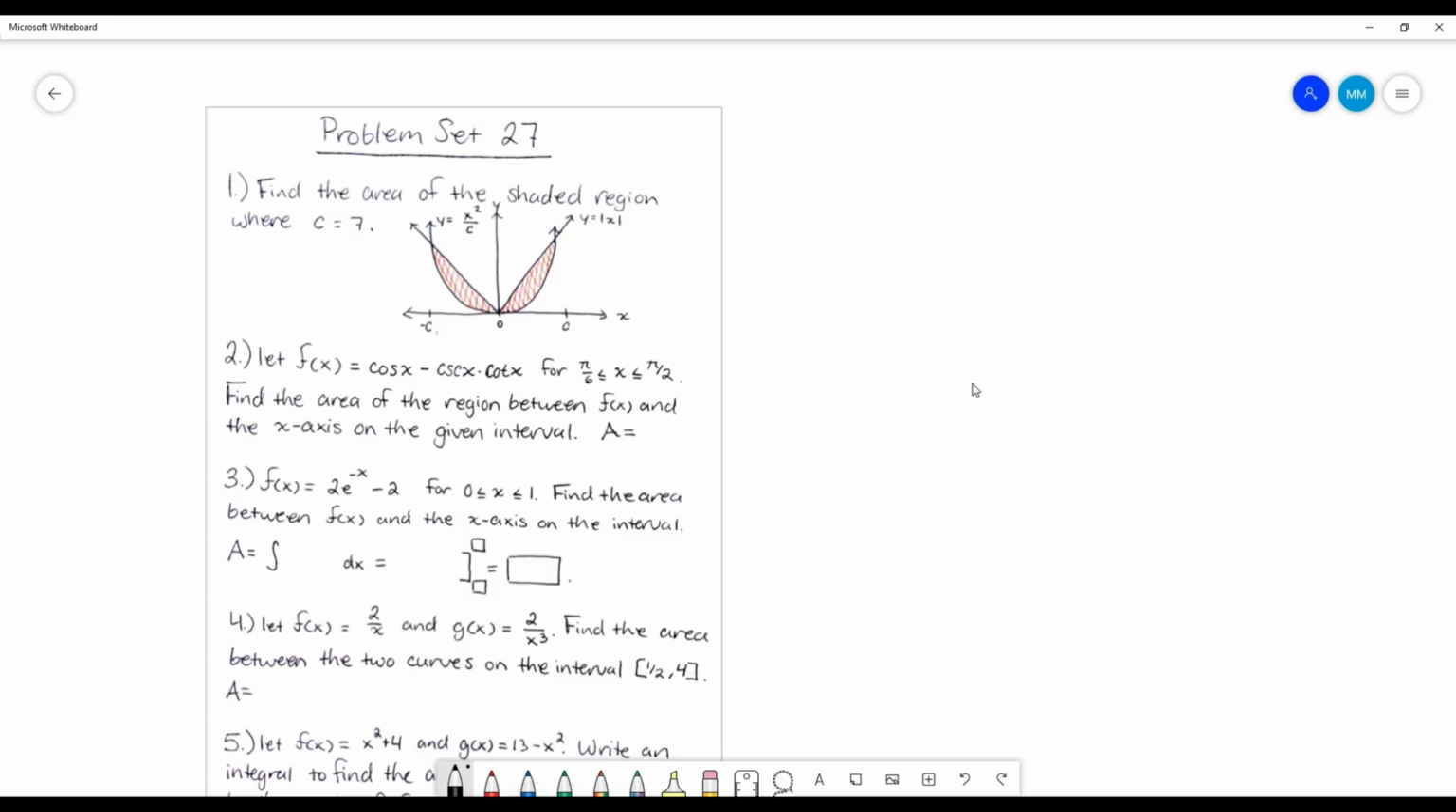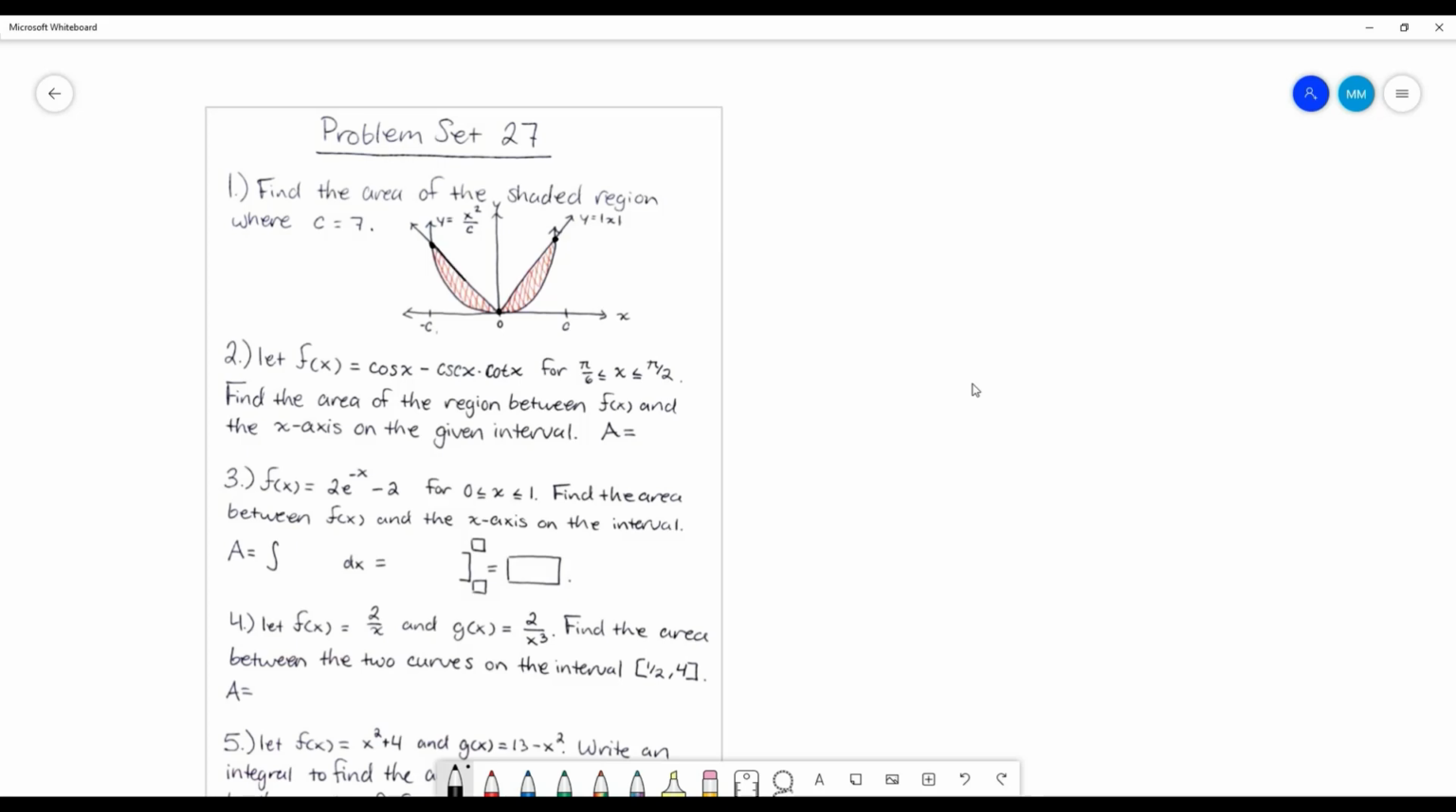But let's go ahead and take a look at number 1. So we want to find the area of the shaded region on this graph when the C value equals 7. And the first thing I notice about this is that the area of the shaded region is the space between these two curves, right? So it stops at this point of intersection on both and goes right there.